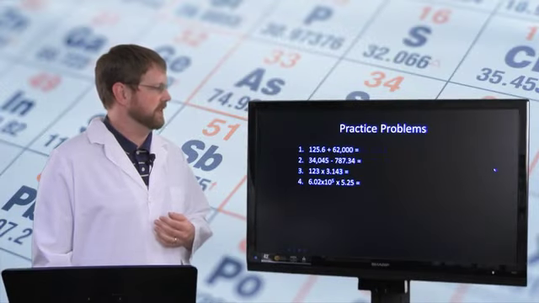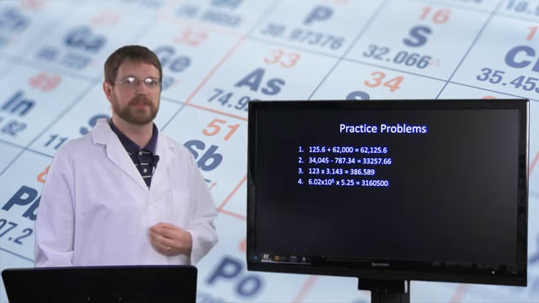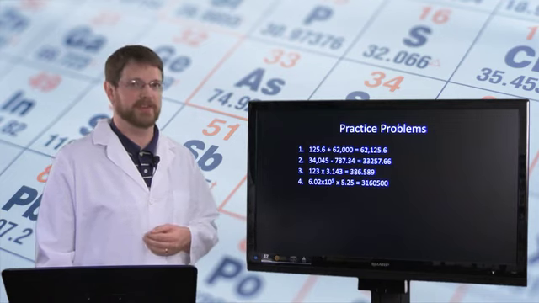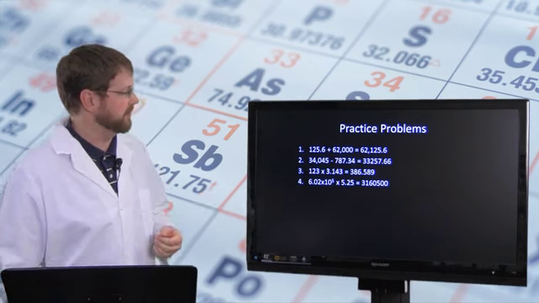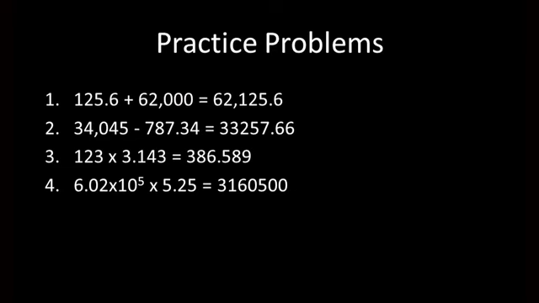So when we do these calculations, we arrive at these answers, but we need to put them in the correct significant figures. Looking at the first problem, it's an addition problem, so we're looking for the least significant decimal place. For 62,000, the least significant decimal place is the thousands digit, while for 125.6, the tenths digit is the least significant decimal place. So the final answer has to be rounded to the thousands place. So the final answer is just 62,000.